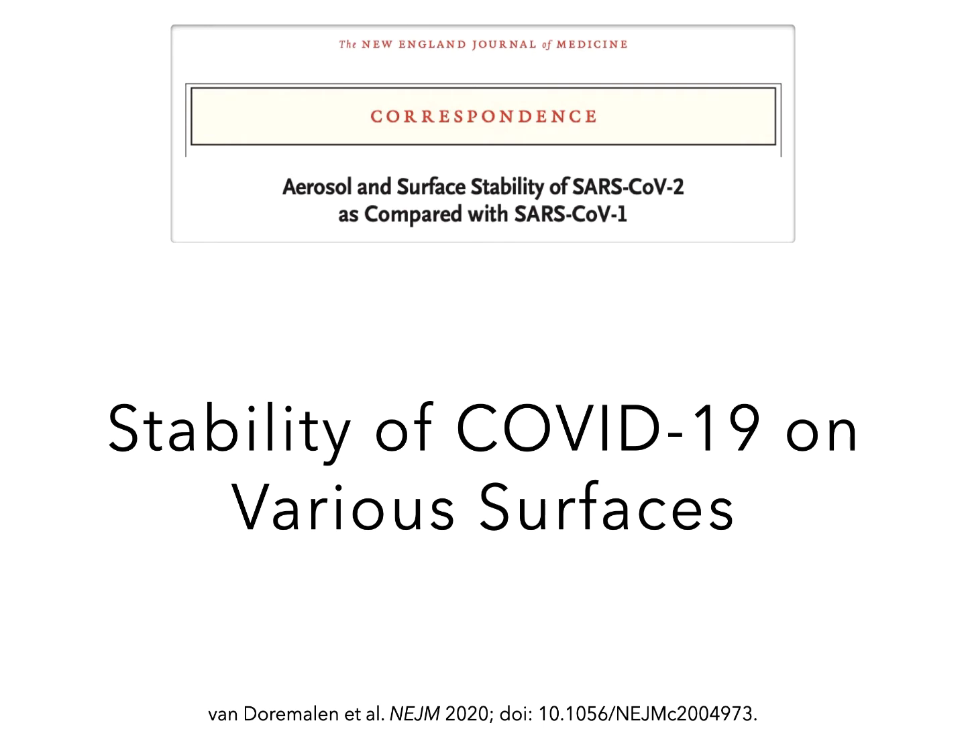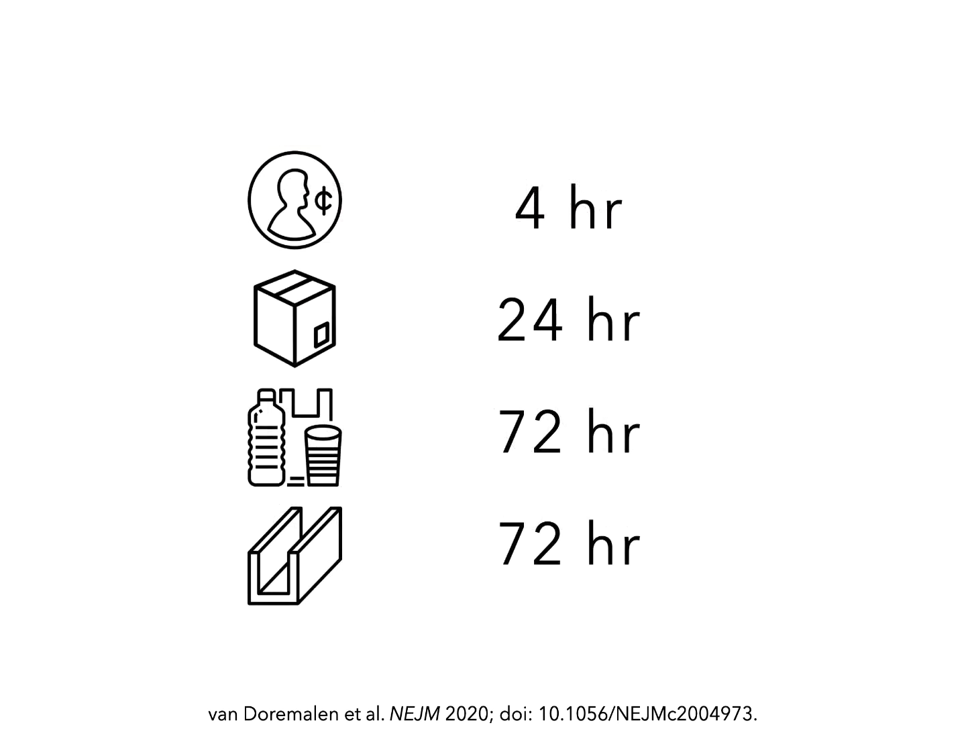I'm sure most everyone has seen this New England Journal of Medicine study where the authors assessed the stability of COVID on different surfaces. Viable virus was found up to 4 hours on copper, 24 hours on cardboard, and 72 hours on plastic and stainless steel. That's why it's so important to be systematic with your infection control measures.